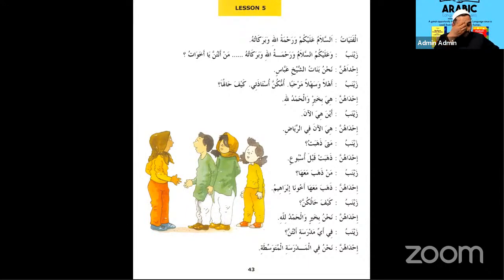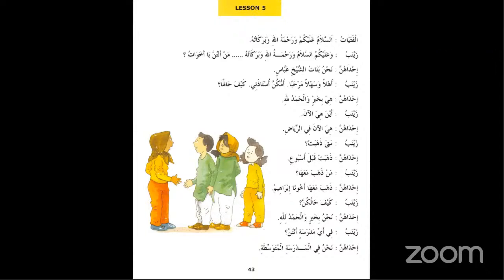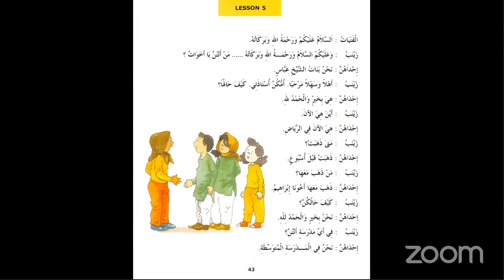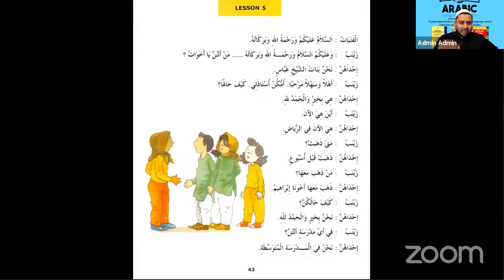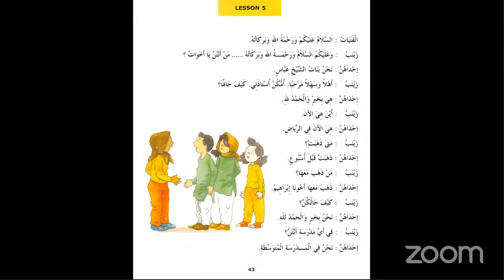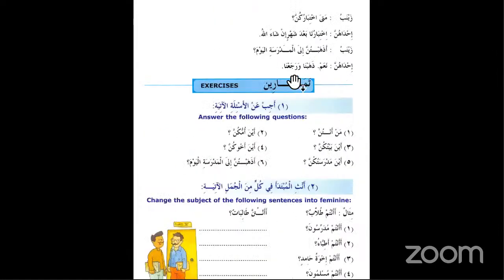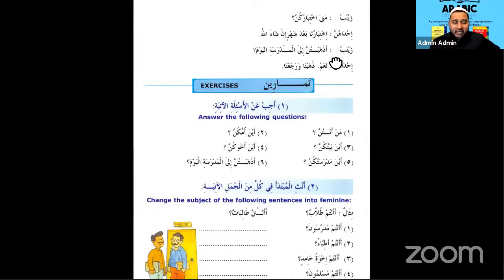How are they, all boys? هم, correct. كيف حالهم, correct. How are they, all females? كيف حالكن? Excellent. See this? You know it, Sister Batul. We're getting there. Alhamdulillah.